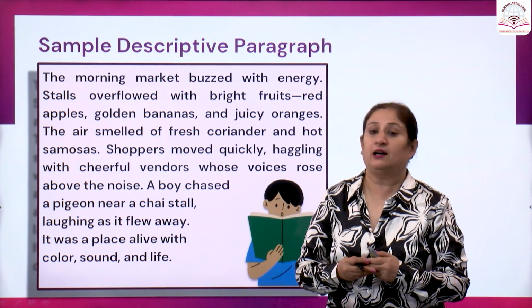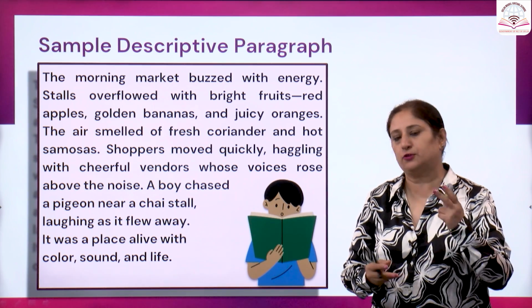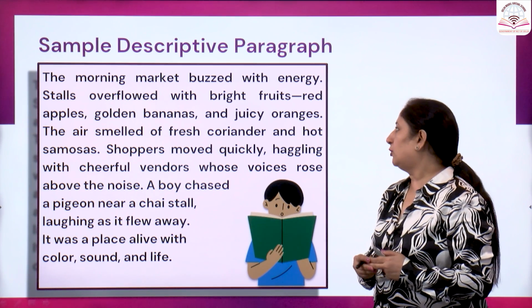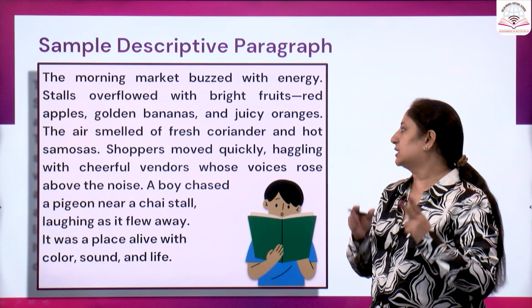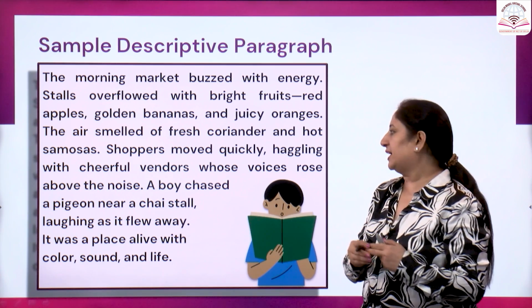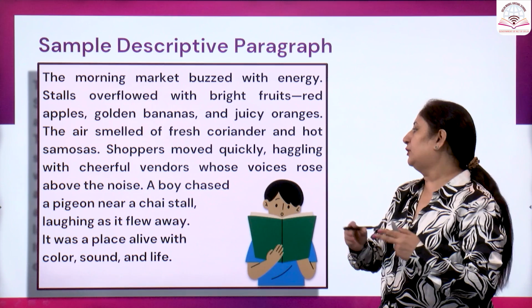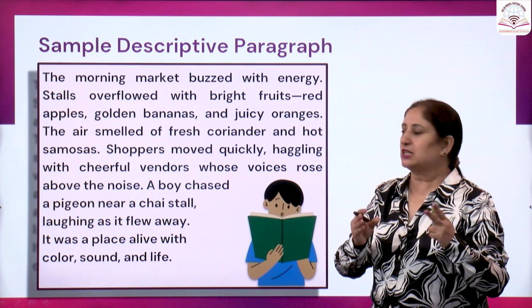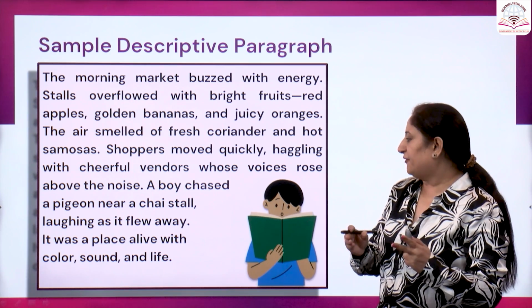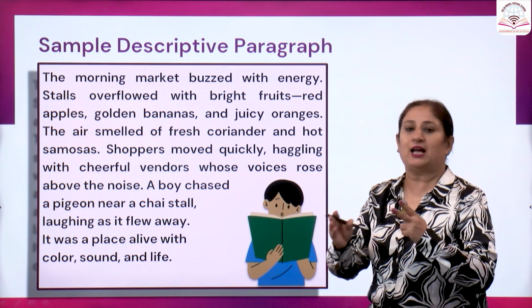Just now we have seen a visual prompt. Now I'll read out another sample descriptive paragraph to you all. The morning market buzzed with energy. Stalls overflowed with bright fruits, red apples, golden bananas and juicy oranges. The air smelled of fresh coriander and hot samosas. Shoppers moved quickly, haggling with cheerful vendors whose voices rose above the noise. A boy chased a pigeon near a chai stall, laughing as it flew away. It was a place alive with color, sound and life.